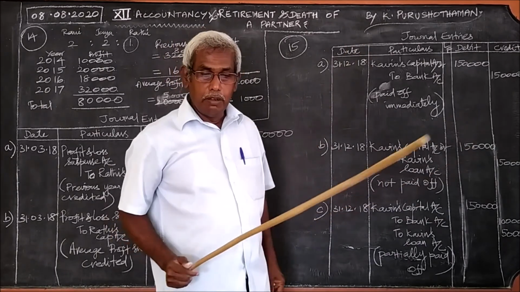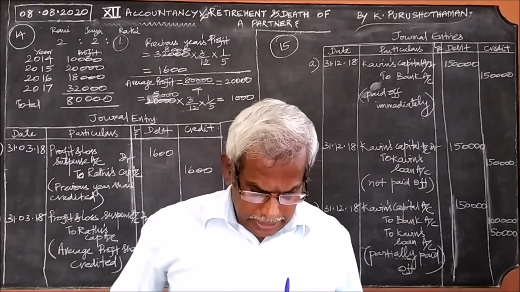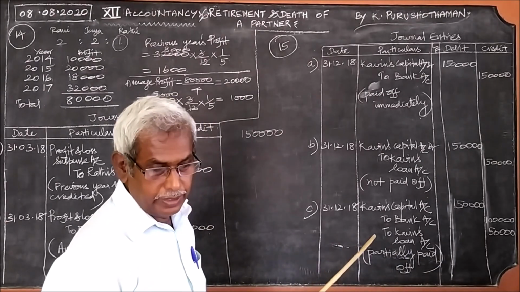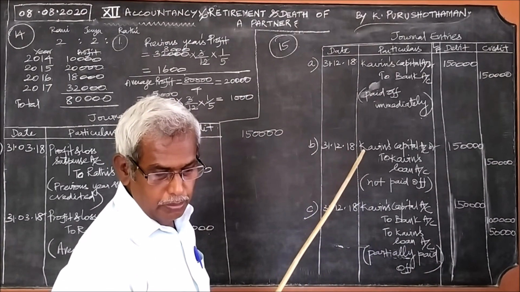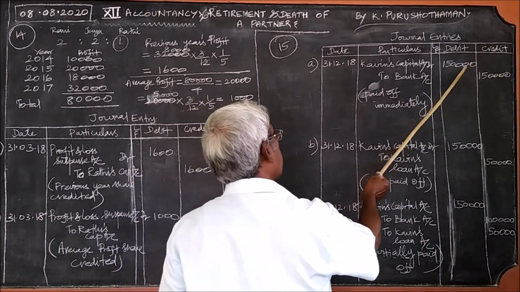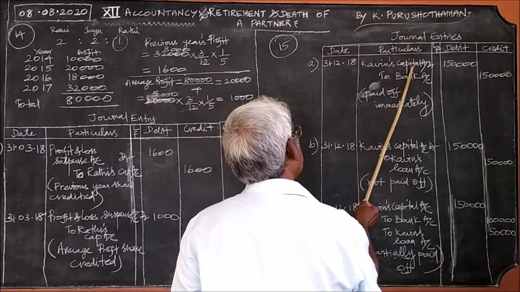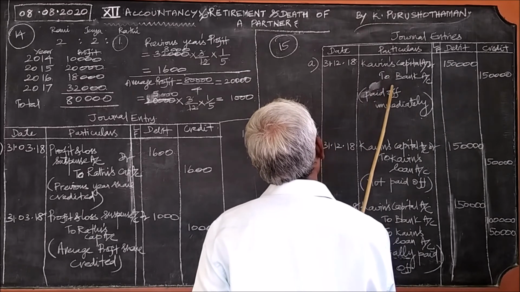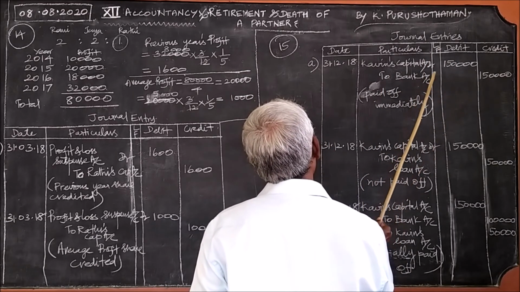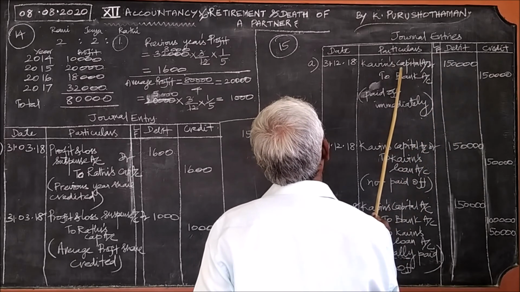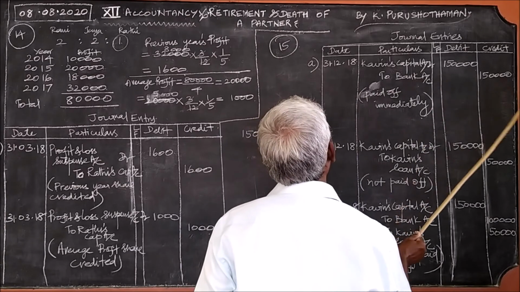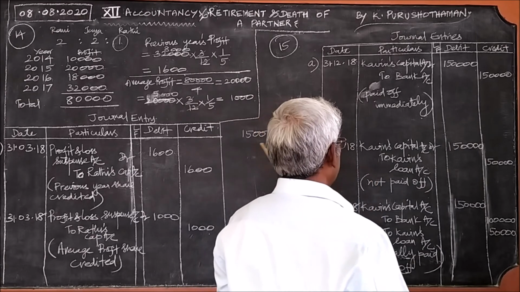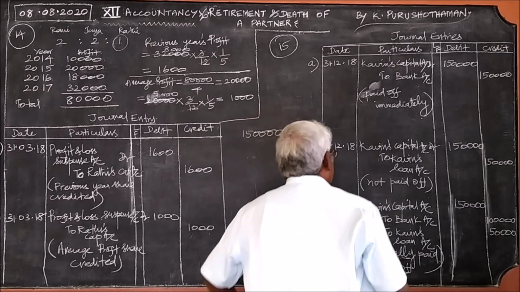What is the first one here? The amount due is paid off immediately. On what date? 31st December. The amount to be credited is 1,50,000. So this is Kavin's capital account debit. Since the amount goes out from the bank, bank is the giver, credit the giver, therefore 1,50,000. The amount due to him is paid off immediately. Retiring partner paid off immediately.